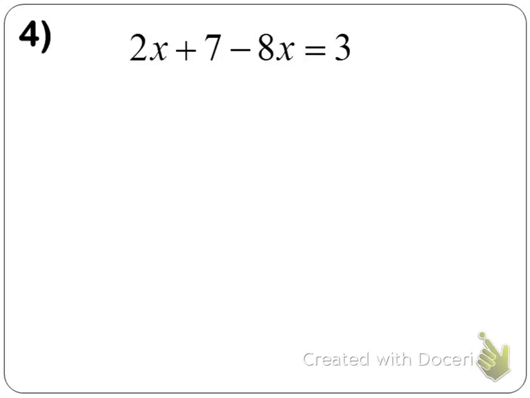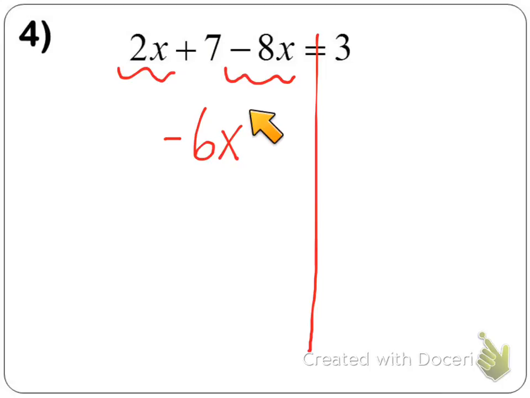Number 4, are we talking about variables on the same side of the equal sign or different sides? Same side. What do I do when they're on the same side? You just keep them the same. You just combine the like terms. What is 2x minus 8x? Negative 6x. You just do whatever the sign is.